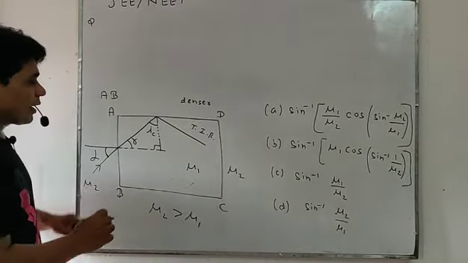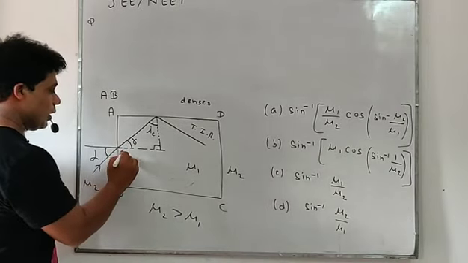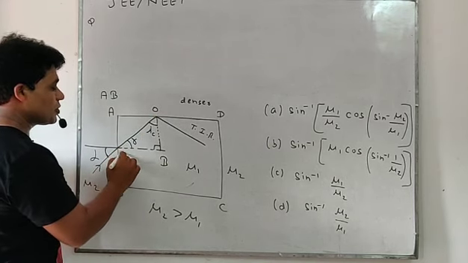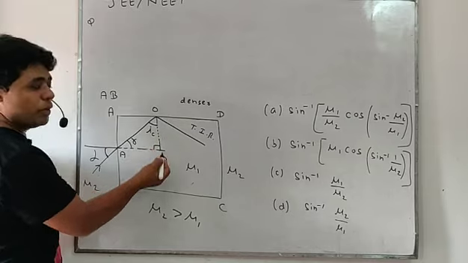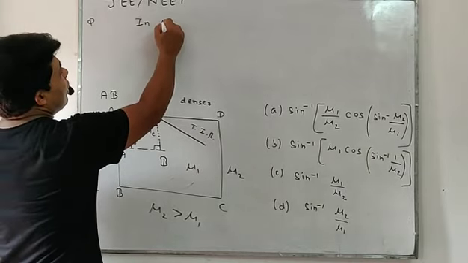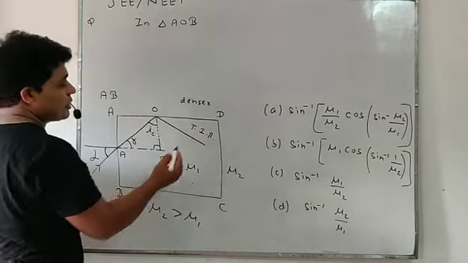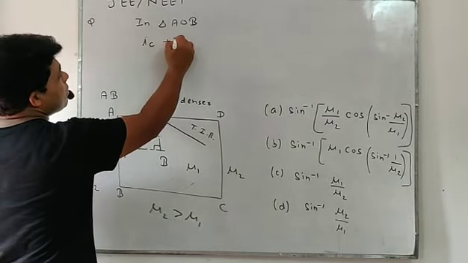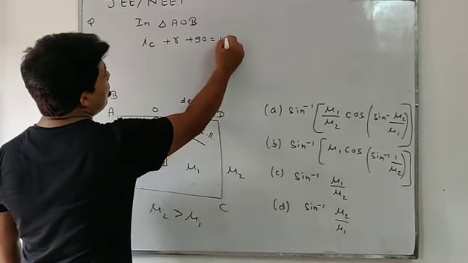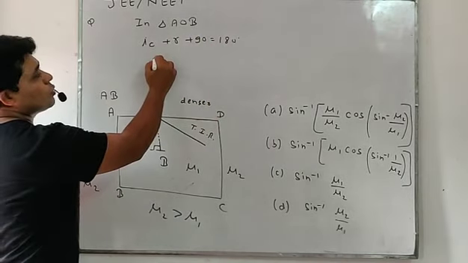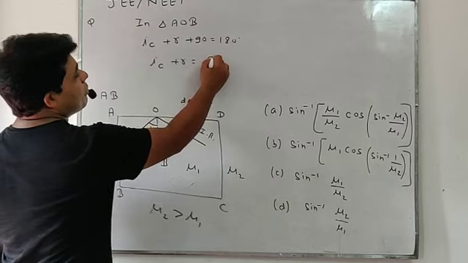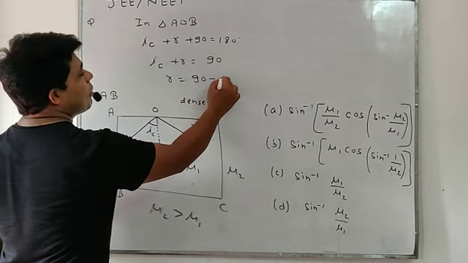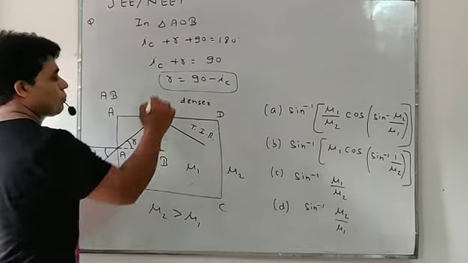So look at students, a triangle, give the name as suppose AOB. Suppose this is angle AOB. In triangle AOB, the sum of 3 angles is 180. So IC plus R plus 90 will be 180. So what should be IC plus R? 180 minus 90, 90. We have to find R, that will give 90 minus IC, our first equation.